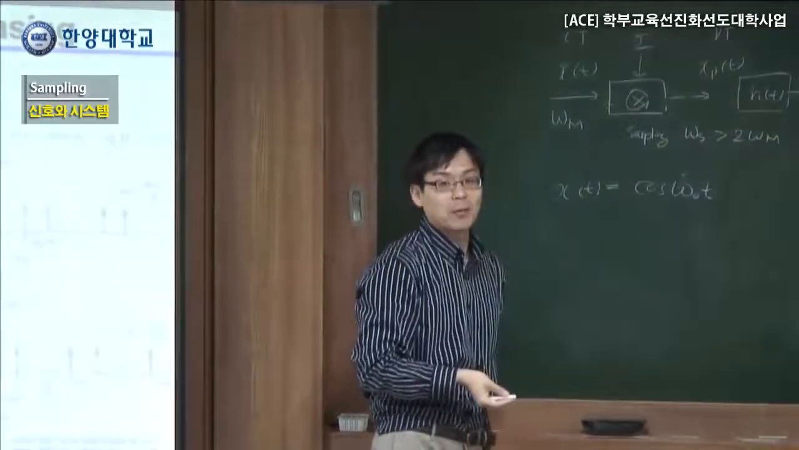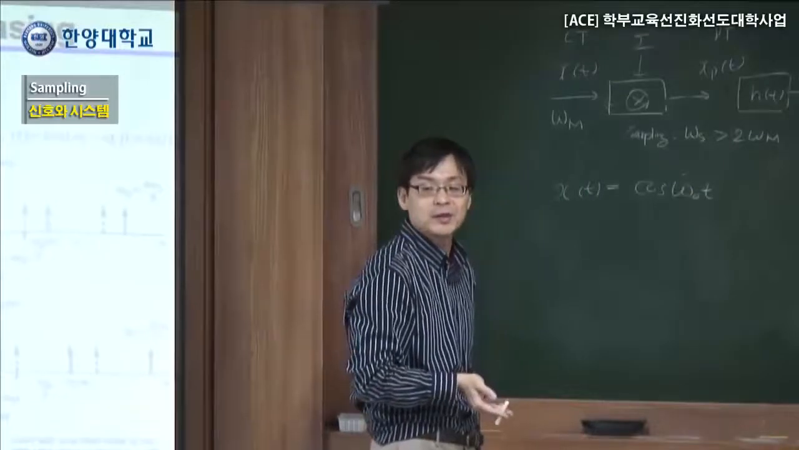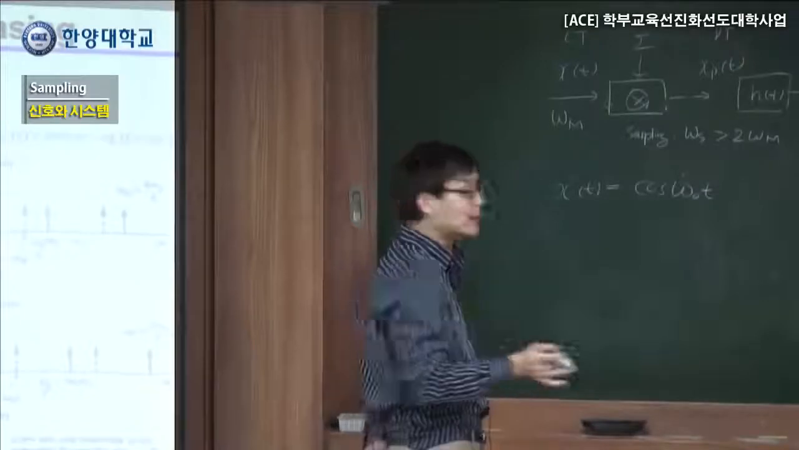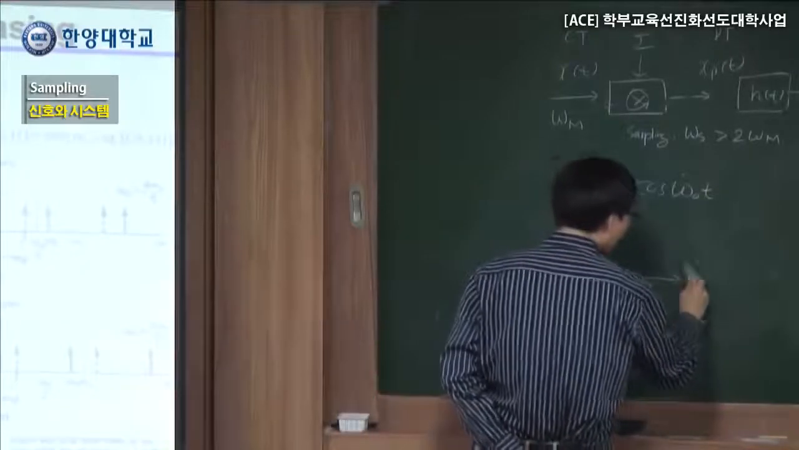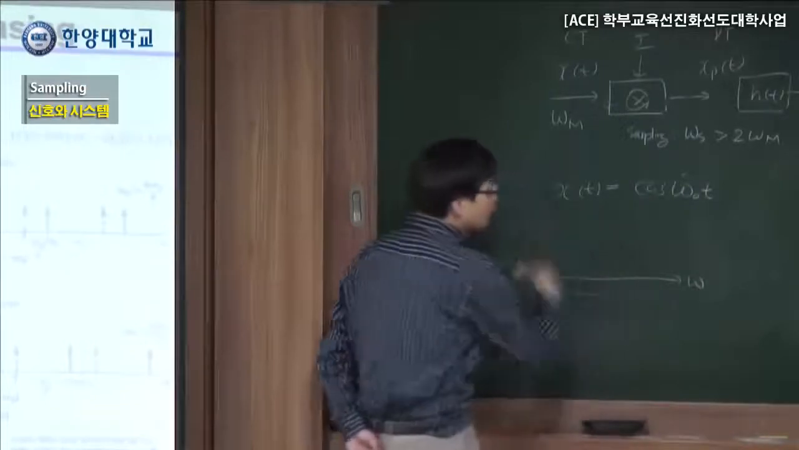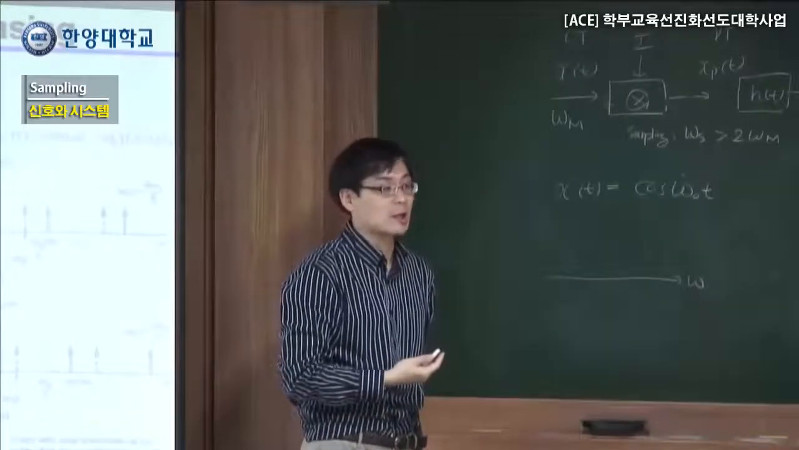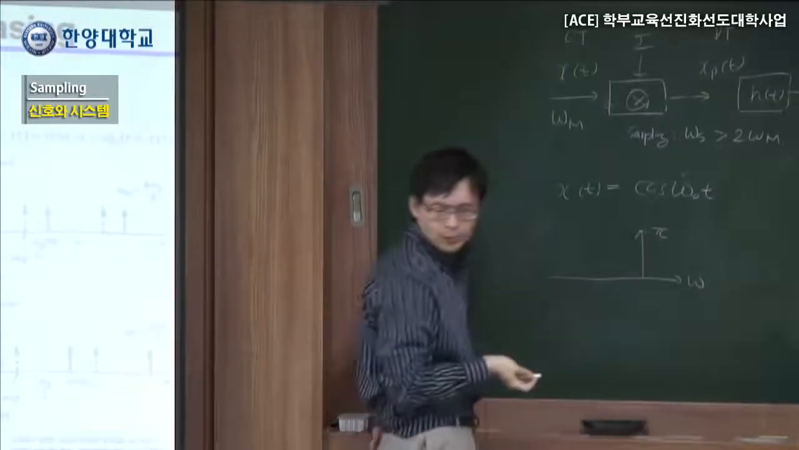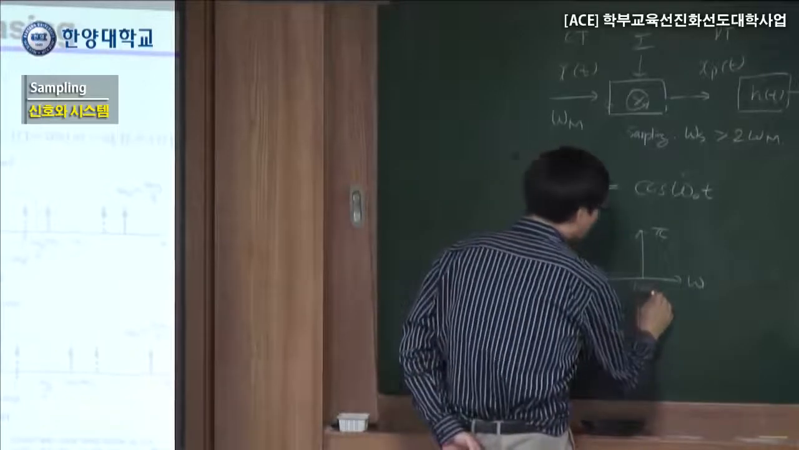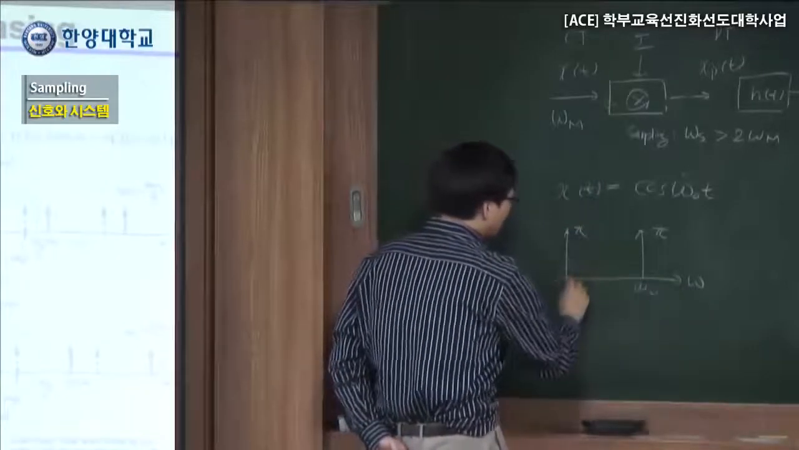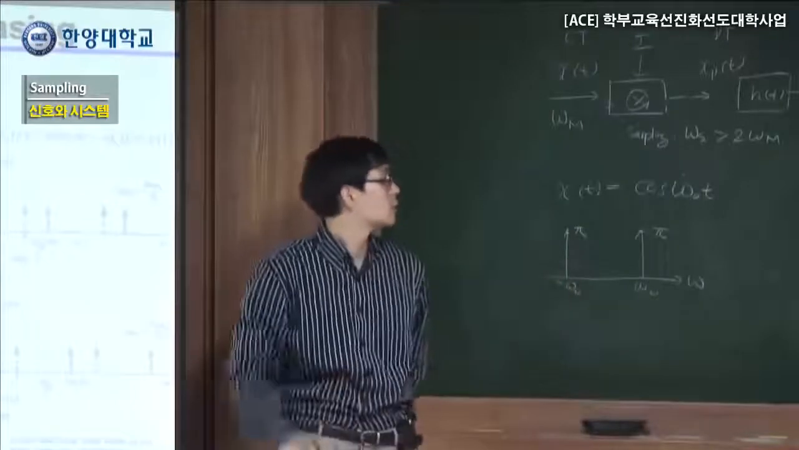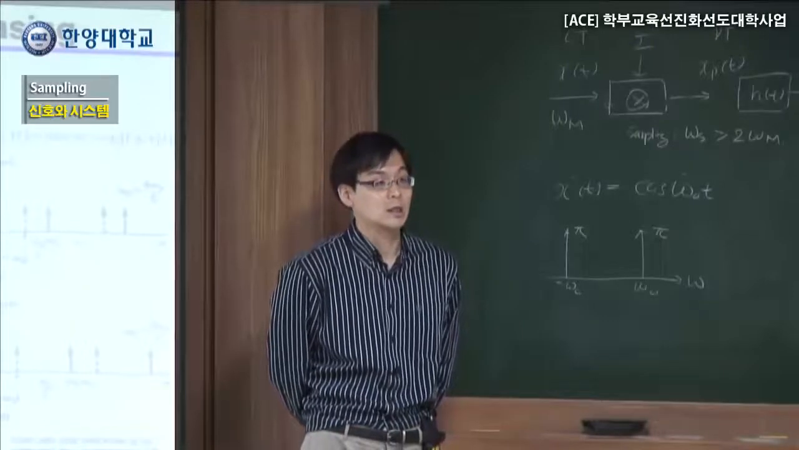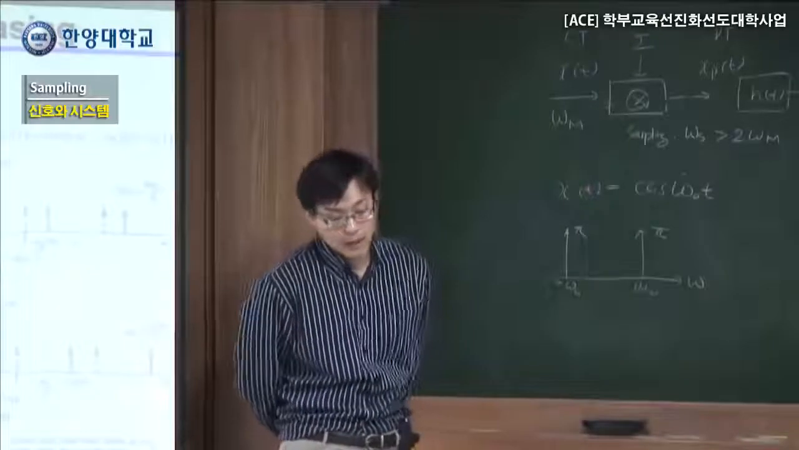You may remember, and I think you will remind yourself again when you're preparing for the final exam, in the frequency domain, when you do the Fourier transform of cosine omega 0 t, what do they have? They have pi at omega 0 and pi at minus omega 0. That's the Fourier transform of cosine omega 0 t, which is shown in the picture over here.